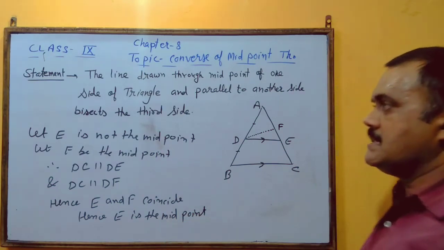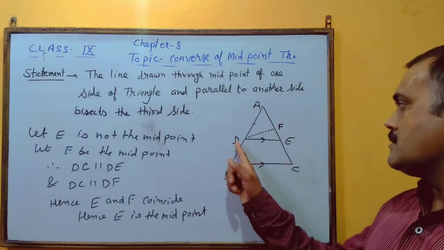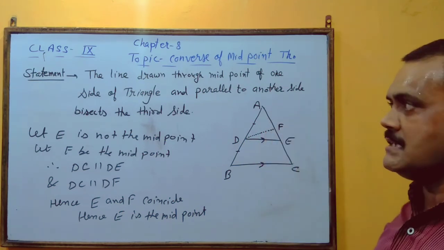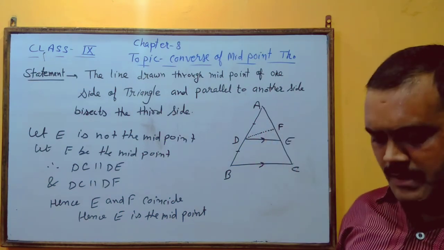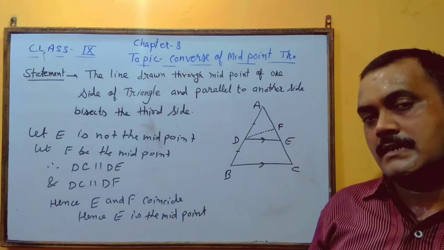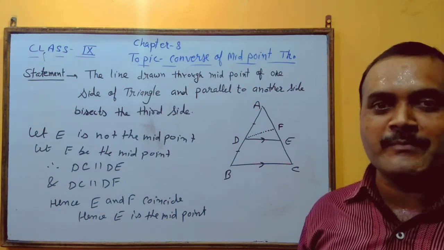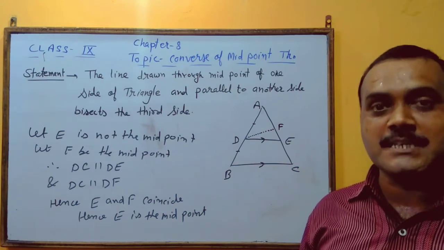So in this we have discussed, if a line segment through the midpoint of one side is parallel to another side, it obviously bisects the third side, that means E will be the midpoint. So this is quite simple. Hope it is clear to you all, and in the next video we will discuss how to use these theorems to do the questions of exercise 8.2.